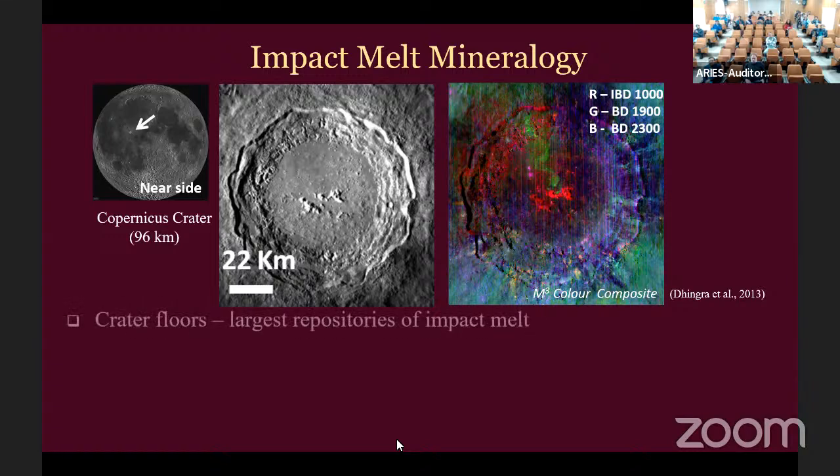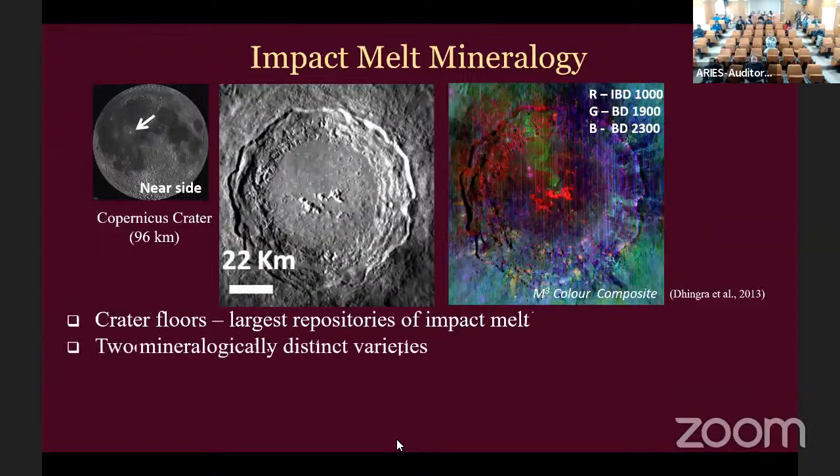So what we are essentially seeing here is signature of impact melt, the molten material produced during the impact cratering event. And the largest amount of impact melt occurs on the floors. But so far, people have believed that that is largely homogeneous. And in this case, we find two different varieties of impact melt.